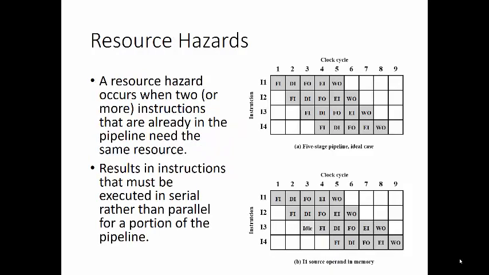So let's start by talking about resource hazards. A resource hazard occurs when two instructions that are already in the pipeline need the same resource. It results in instructions that must be executed in serial rather than in parallel.